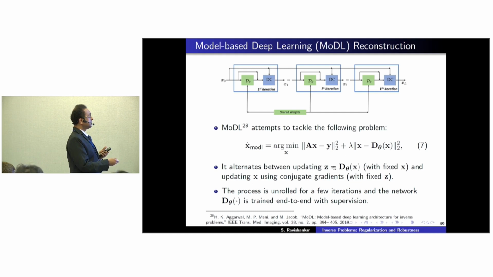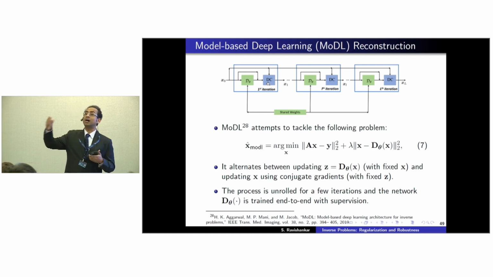So you alternate between updating the z, and then fixing the z and updating x, which turns out to be just a least squares problem. And so the updating of z turns out to be like a denoising process. That's the step where the x is fixed and it's passed through this network, and the network serves to denoise the image. And then in the next step, the network output is fixed. So this quantity is fixed, and then this loss function is solved with respect to x using conjugate gradients, and that's this data consistency step.